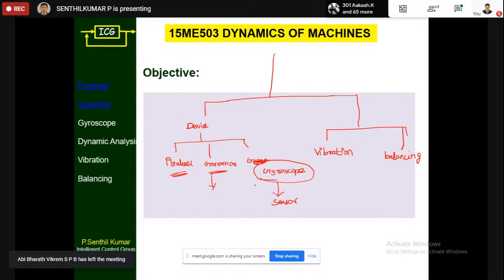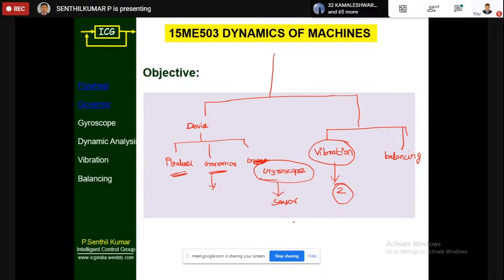But one thing is very, very important: vibration. Again, in your subject you have 2 units for vibration. So this is very, very important. Probably you will get a lot of questions from vibration, because in terms of MCQs, multiple choice questions, you will get a lot of questions from vibration. Then balancing. Many reasons are there for vibration. One of the reasons is balancing.